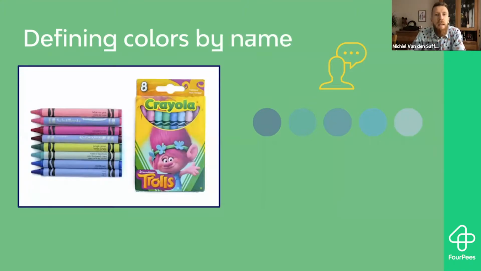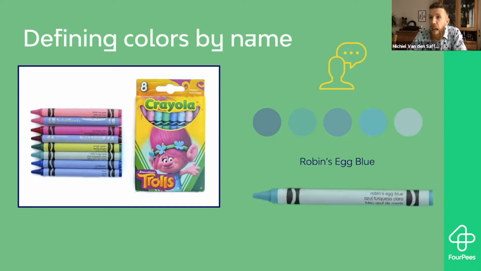So another way to do it is name them more specifically. We could use a naming system. For example, I might like this Robin's Egg Blue color that's been made by Crayola. Apparently that's been a Crayola color since 1993, which is longer than I have been alive. So that's definitely a way to define a color that is really static. That's this crayon, by the way.